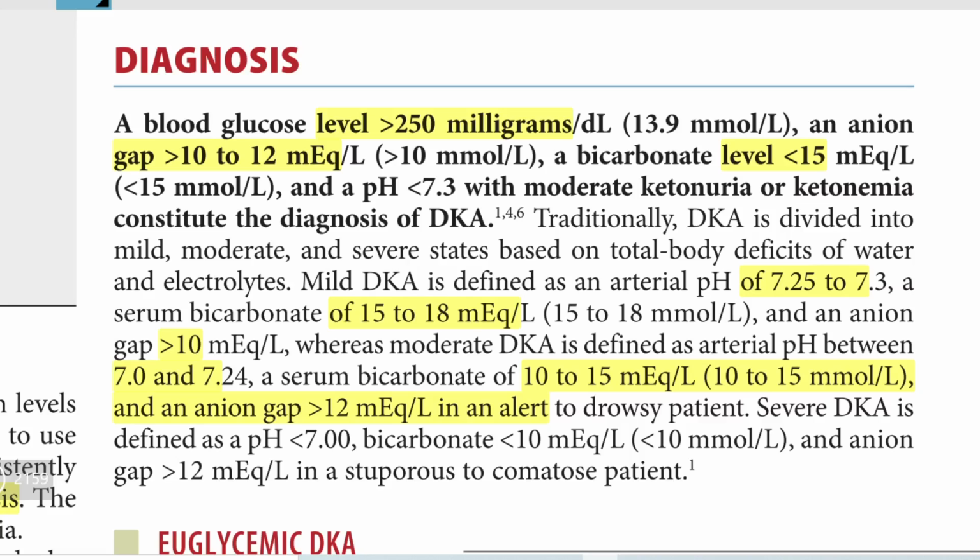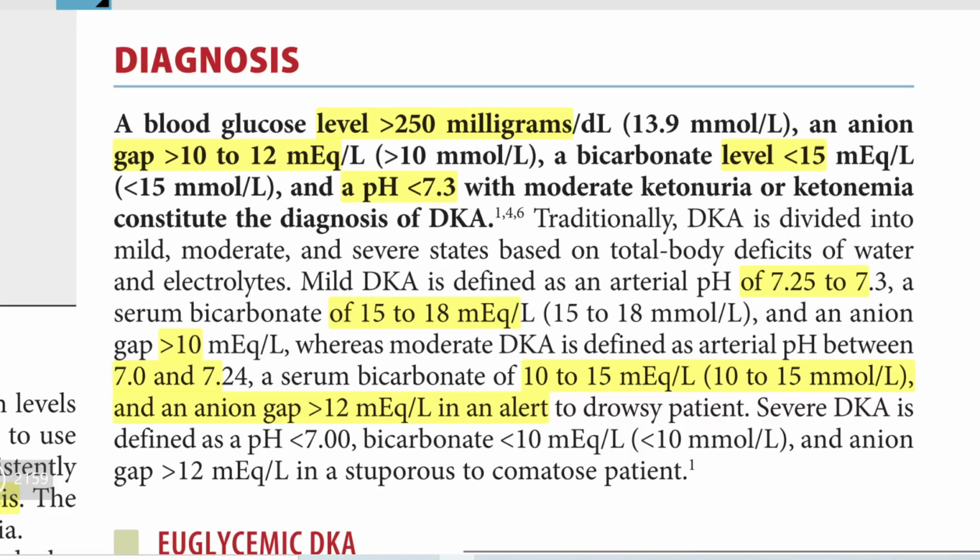So acidosis causes anionic gap. So it is HAGMA, that is high anionic gap metabolic acidosis. So the anionic gap will be more than 10 to 12. That is the cutoff to diagnose the DKA. And bicarbonate level, because of the acidosis, will reduce to low values, and the cutoff value is 15 millimoles per liter, and a pH of less than 7.3 with moderate ketonuria or ketonemia constitutes the diagnosis of DKA.